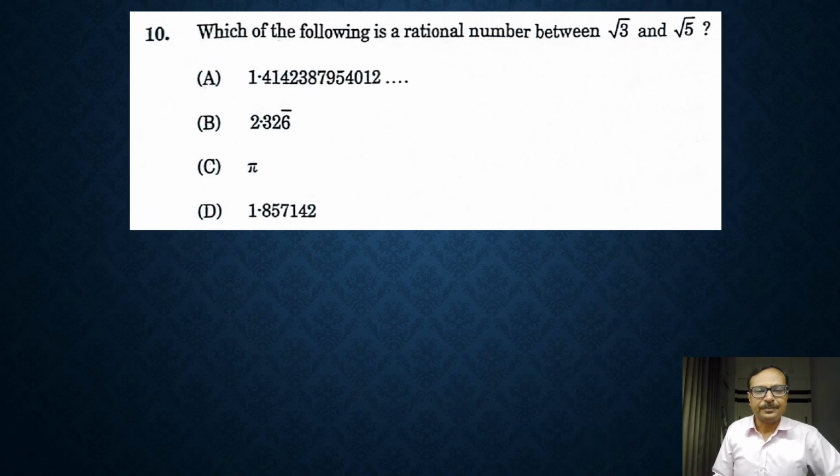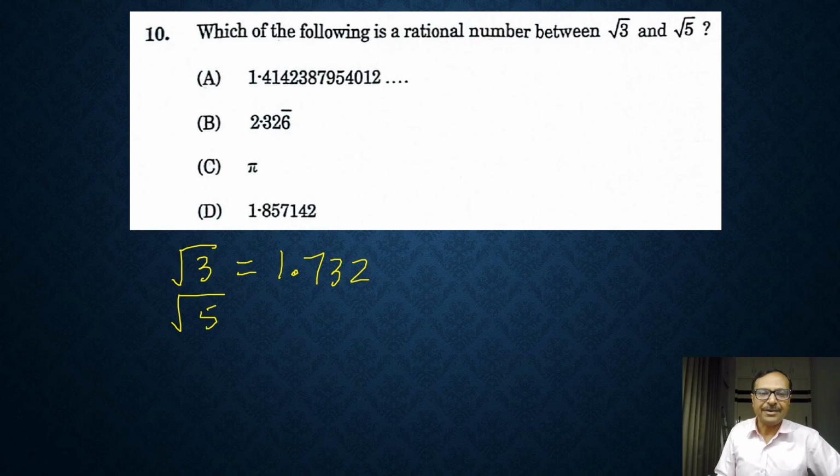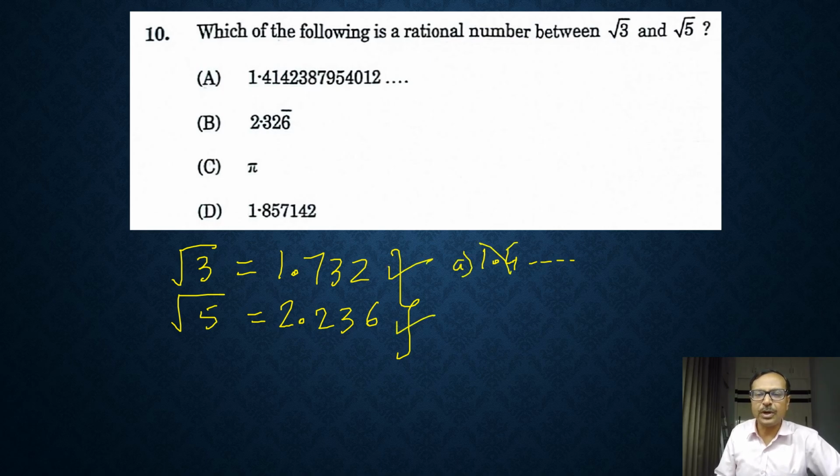Question number 10. Now you should know the values of the two square roots which are given there. Square root of 3 is 1.732, and square root of 5 is 2.236. First, we have to find a rational number between these two. If you see option A, 1.4 something, it is not going to lie between 1.7 and 2.2. So option A is ruled out.